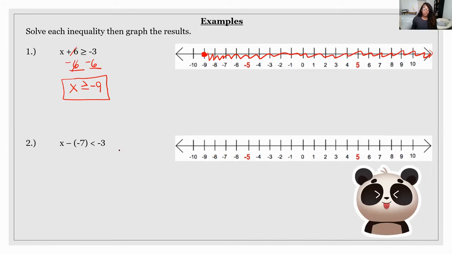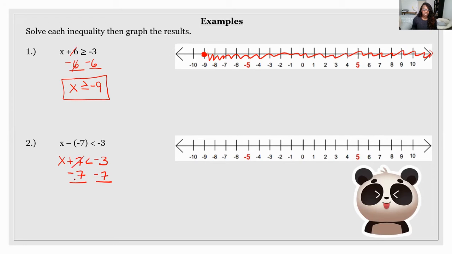Now for number 2, we have x minus -7 is less than -3. When you minus a negative, what happens? Hopefully you're saying it turns to a positive. So it's really saying x plus 7 is less than negative 3. Now I want to isolate my variable x. Since it's a plus 7, I'm going to minus 7.